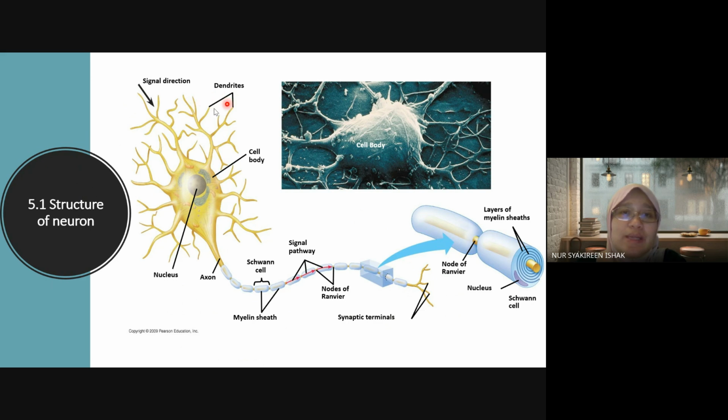The dendrites basically function, orang nampak dia bercabang-cabang tu, to receive impulse coming from the previous neurons. The previous neuron, we can call it the presynaptic neuron. The presynaptic neuron is transmitting the impulse, so the impulse will be transmitted to the postsynaptic neuron. The postsynaptic neuron is the one that is receiving the impulse.